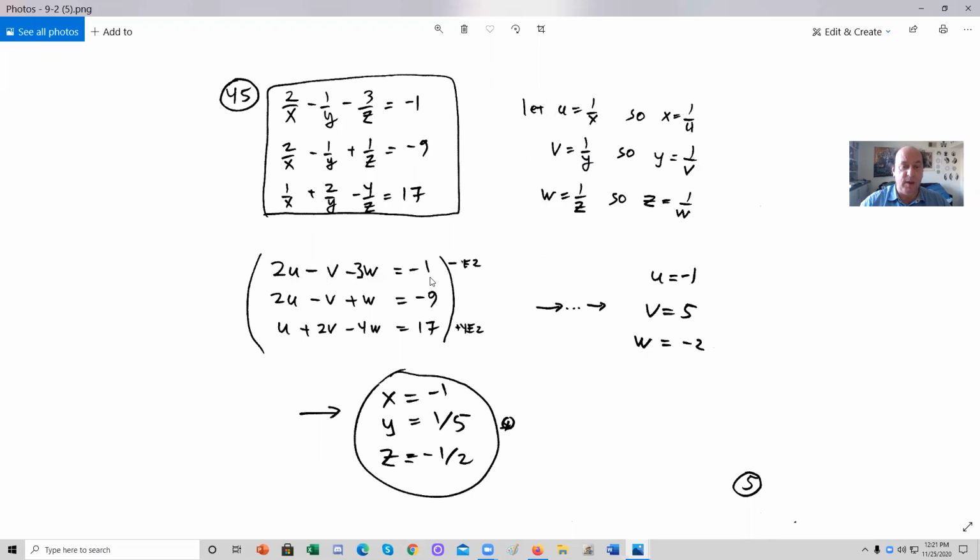So appropriately converting, you get this system: 2u minus v minus 3w is -1, 2u minus v plus w is -9, u plus 2v minus 4w is 17. A 3x3 system. After a lot of details, as before, but that's not the important detail right now, we get values for u, v, and w, respectively, -1, 5, and -2. But don't stop there. The book asks for x, y, and z. So convert back by taking reciprocals and thus get x is -1, y is 1/5, and z is -1/2. And that's the solution to this system.